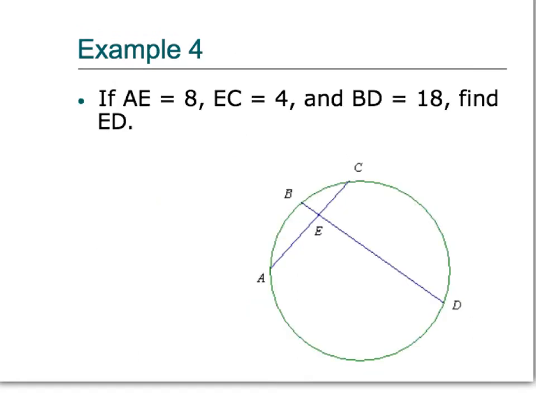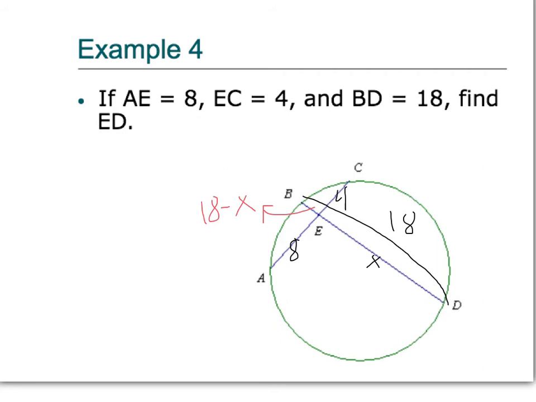Good. Let's start filling this one in. AE equals 8. EC equals 4. BD, the whole thing, is 18. Find ED. I will call ED x. Well, in this situation, I need to know all 4 parts: AE, EC, BE, and ED. So far, I only have ED labeled on chord BD. What will I call BE? I'm going to write this down here as 18 minus the quantity of x.